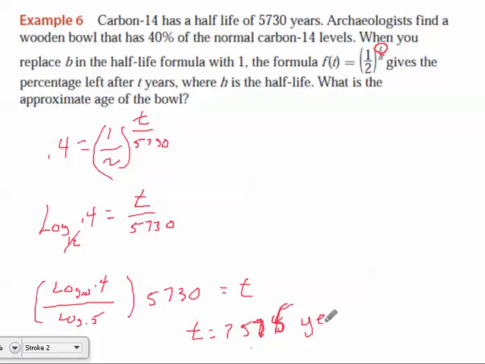Years. How do I get years? Well, the unit to measure on this one was years, so the t had to be in years too. So that means that the bowl that they found was 7,575 years old.